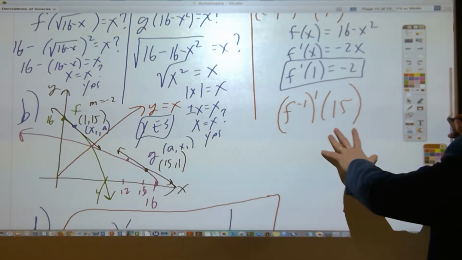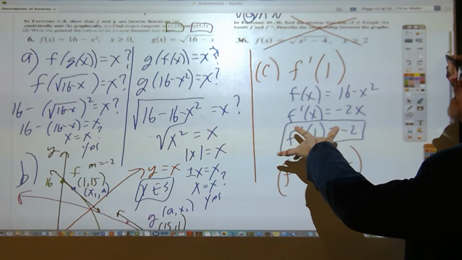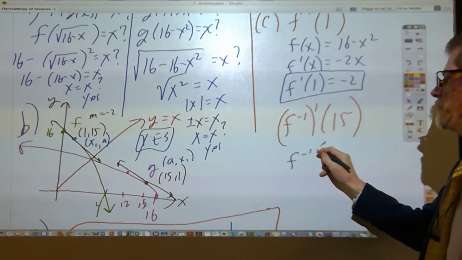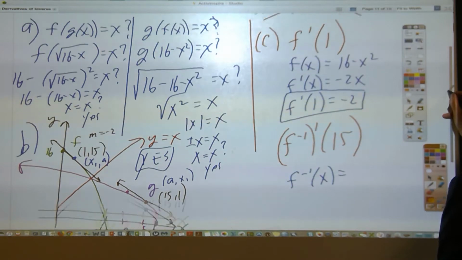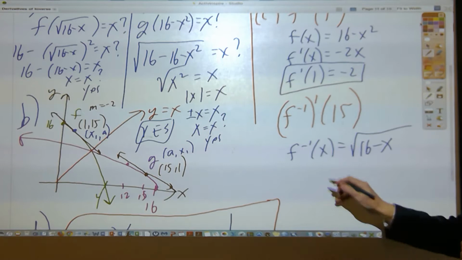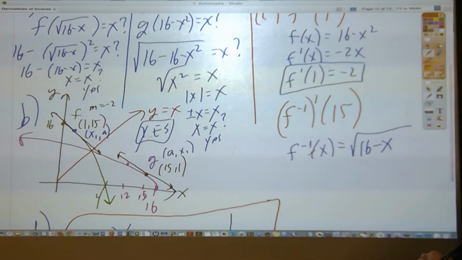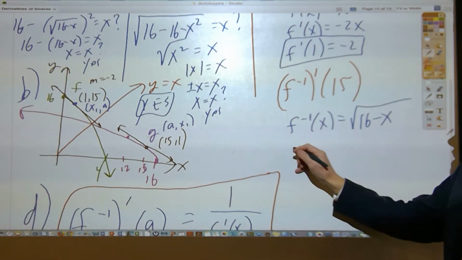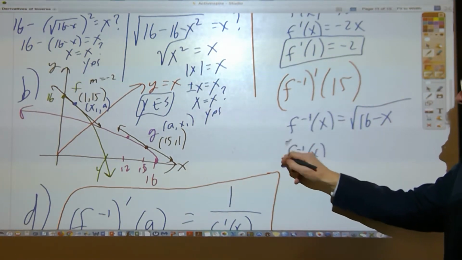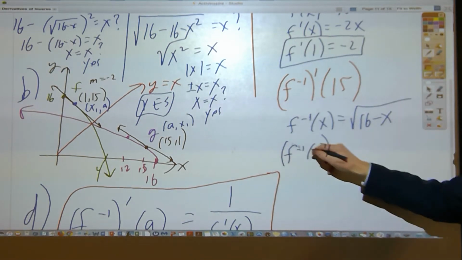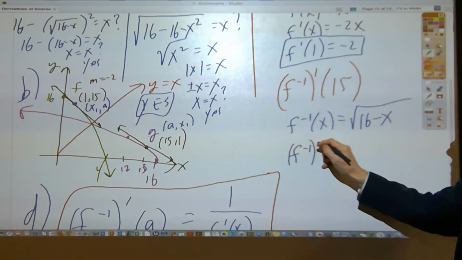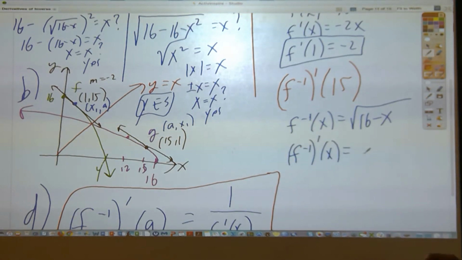So let's see if it's true. Let's take the derivative of f inverse. What is f inverse anyway? F inverse of x is that g function, the square root of 16 minus x. Would you use what you know about calculus to find the derivative of f inverse? Go ahead and take a few moments. When you're done, look up here to see if we agree. New notation, f inverse prime of x.